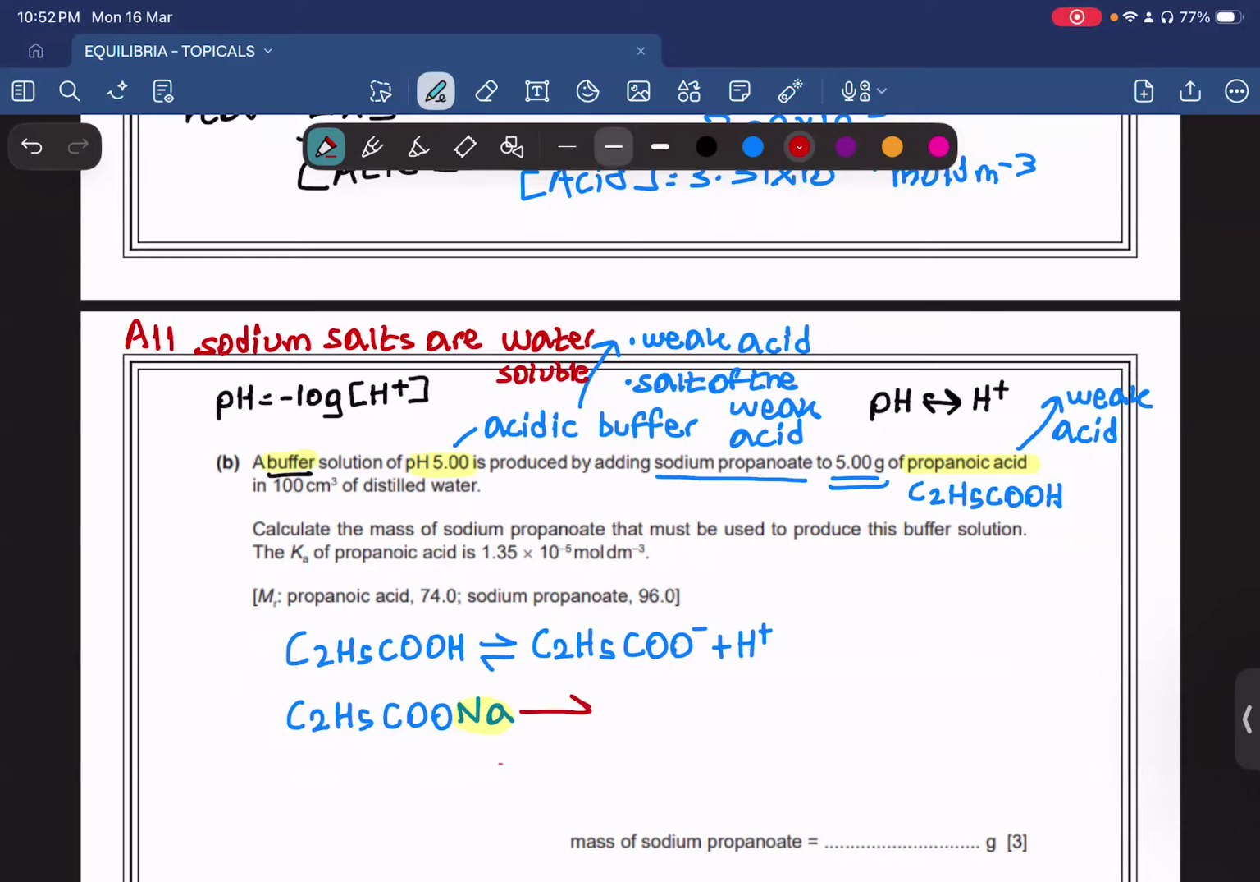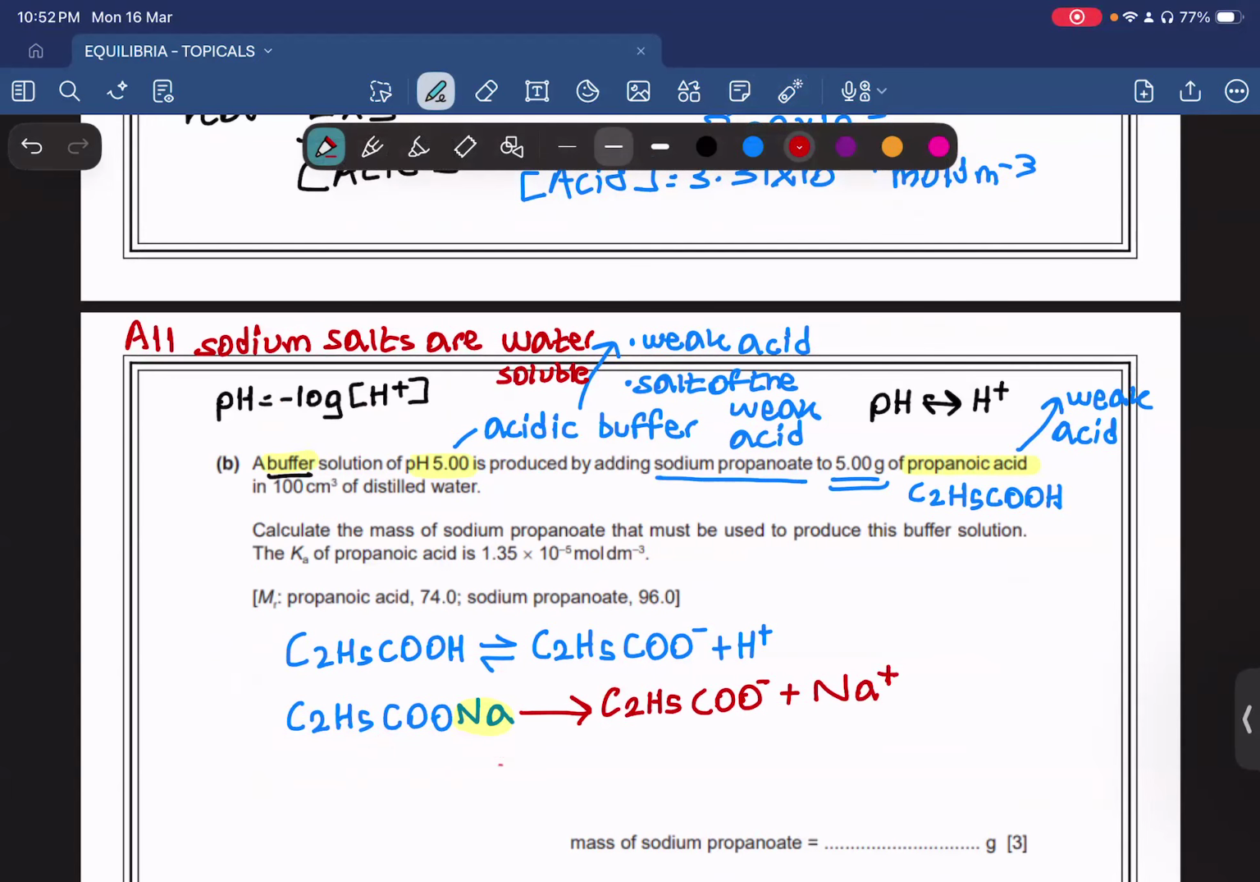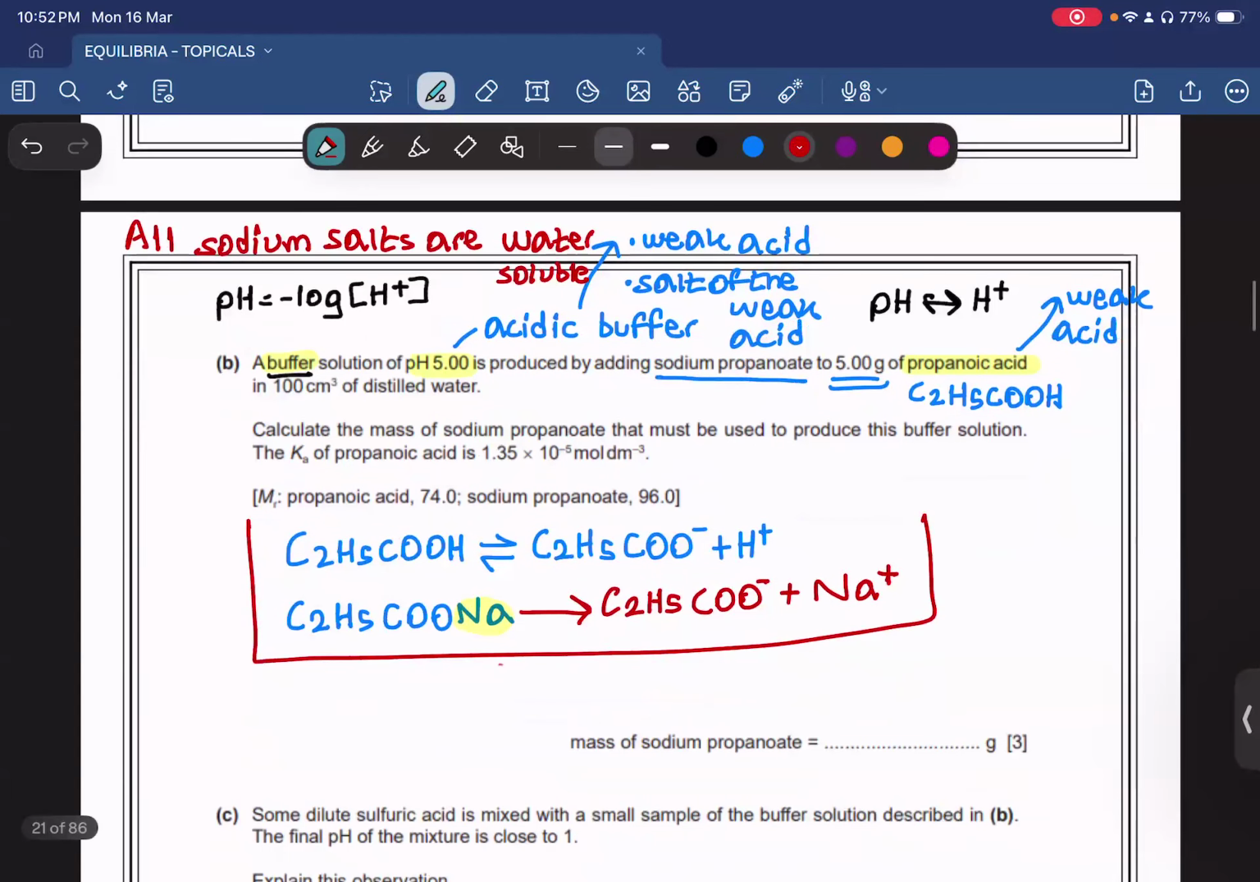So I'm going to put a full forward arrow here, and this is going to be C2H5COO minus plus. Now, is there an H plus? No. Instead of an H plus, it is an Na plus right here, like this. This is our acidic buffer. Okay, now let's write down the other thing which we were given, the Ka. We're given the value of Ka.